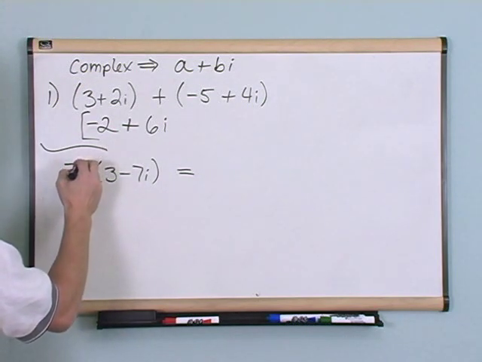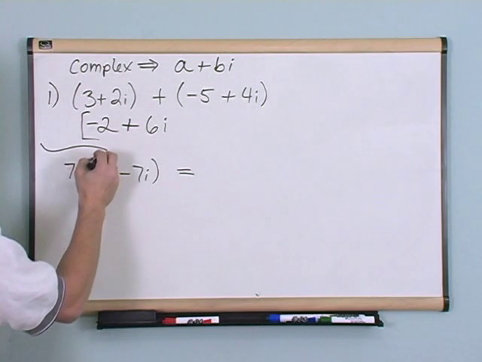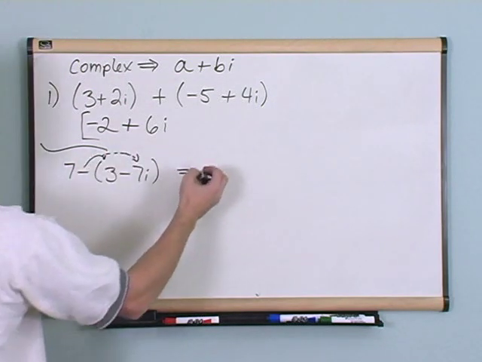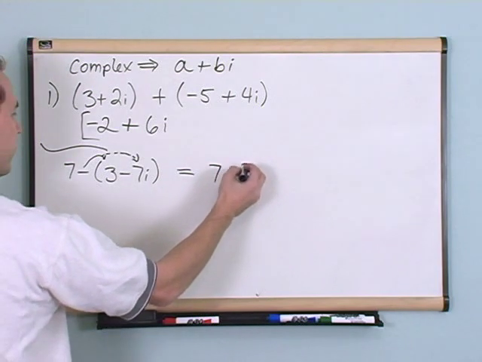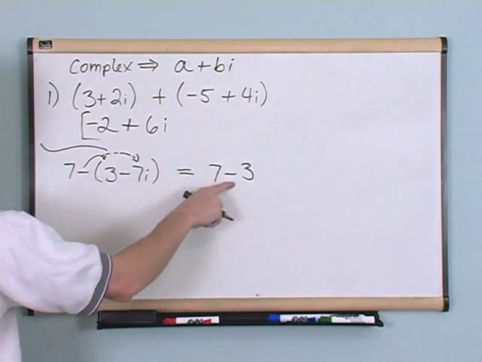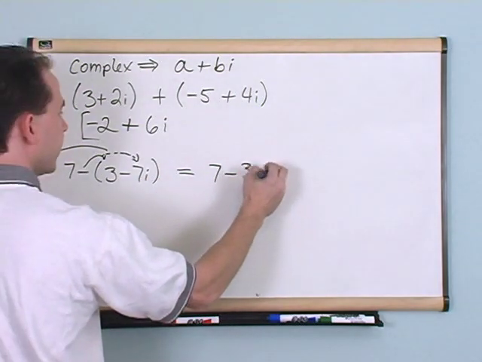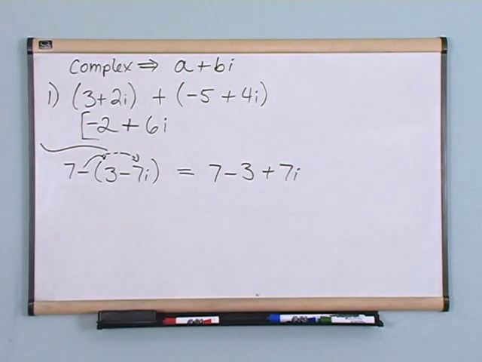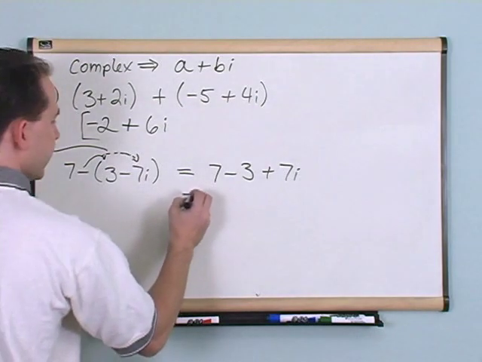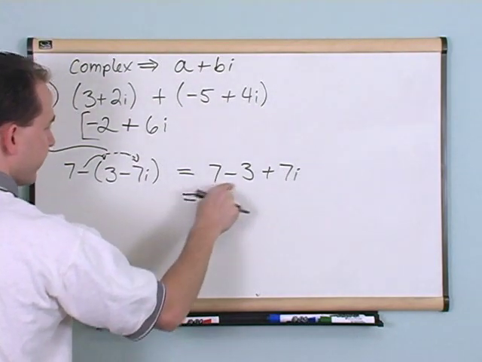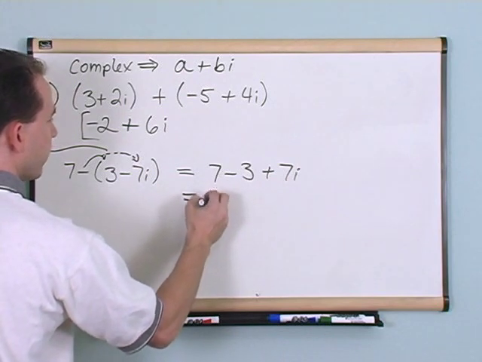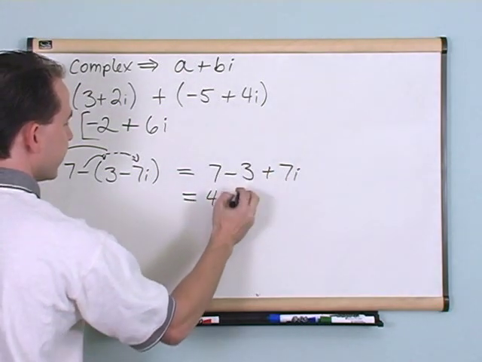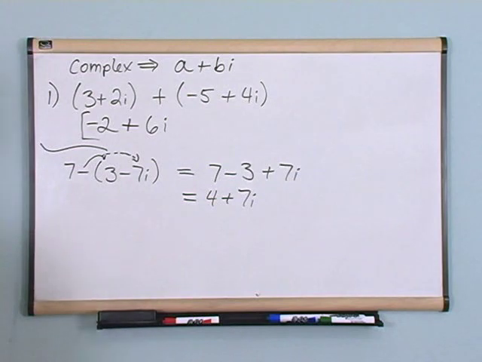I want to distribute this negative 1 that I have sitting out. So I'm going to have 7 minus 3, negative 1 times 3 is negative 3, plus 7i. Negative 1 times negative 7i gives me positive 7i. And then finally, I just add the real numbers together. 7 minus 3 gives me 4. And then I still have my plus 7i left over.